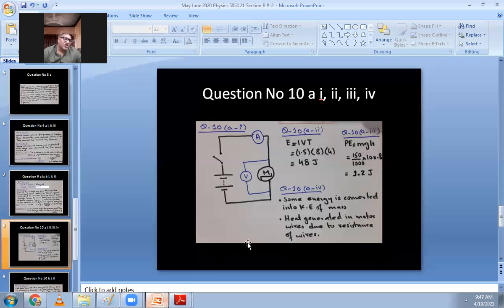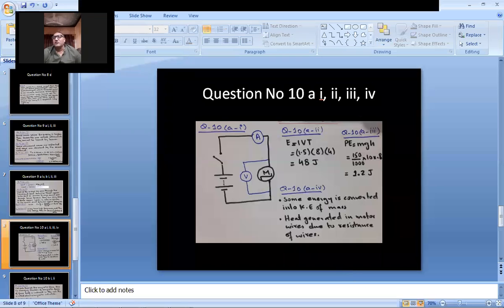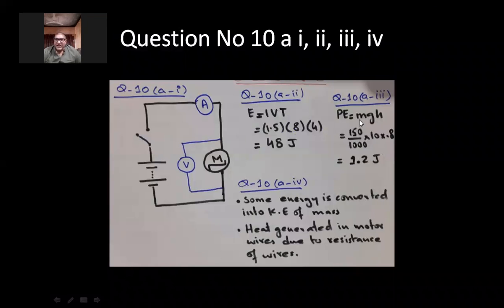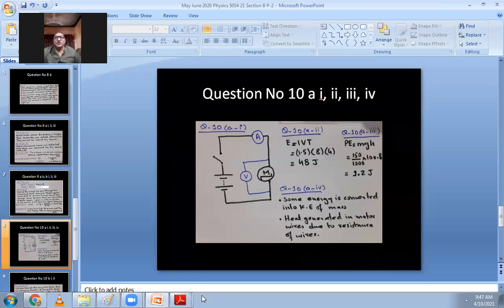Let me show you my work. I've done this numerical also. So here, potential energy is equal to mgh. So 150 divided by 1000 to convert it into kg, multiply by 10, multiply by 0.8, and the final answer will be 1.2 joules. Okay.